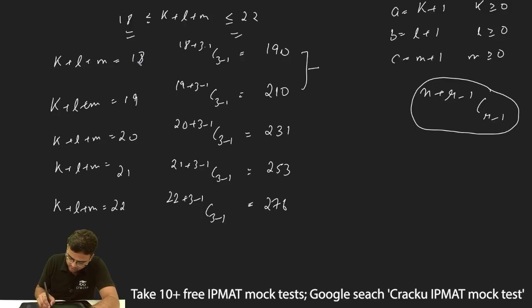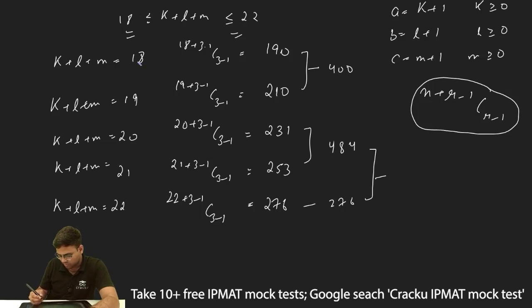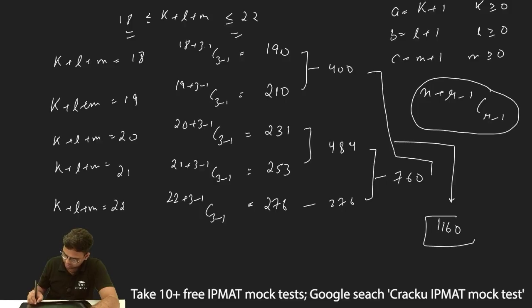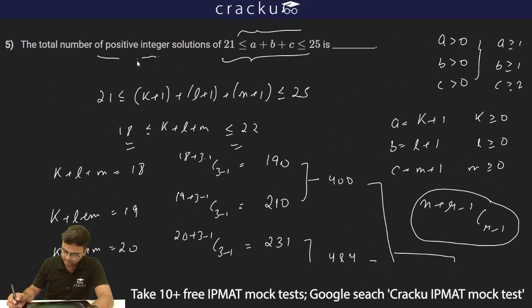Now this sum is 400. This sum is 484, and this is 276. Now 276 plus 484 will be equal to 760, and 760 plus 400, this will be equal to 1160. So thus I can say there are 1160 positive integer solutions possible for this equation, and therefore I can say the number of positive integer solutions is 1160.